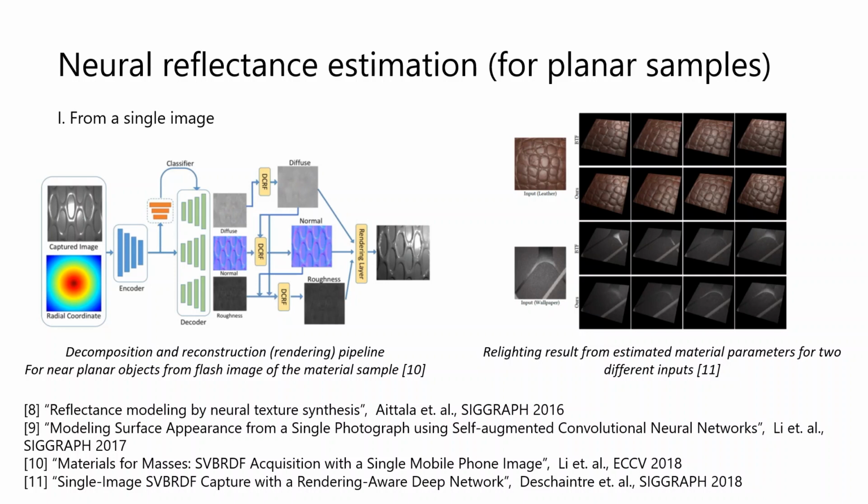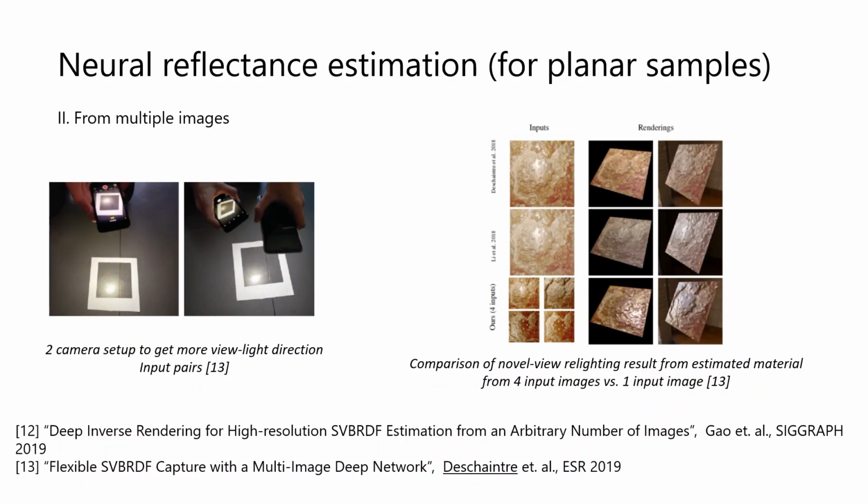These methods take as input a single image of a planar material sample captured under flash lighting. This provides a shadow-free image with specular highlights from a point light source. Using ground truth labels from artistically generated or procedurally generated material samples, the methods employ a neural network to learn to estimate parametric reflectance components of diffuse and specular albedo maps and roughness map of the material.